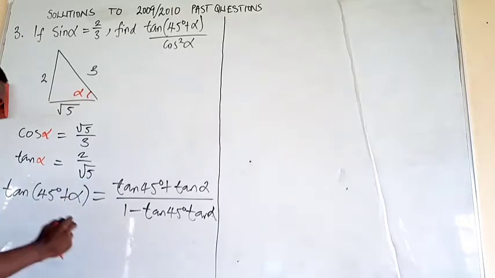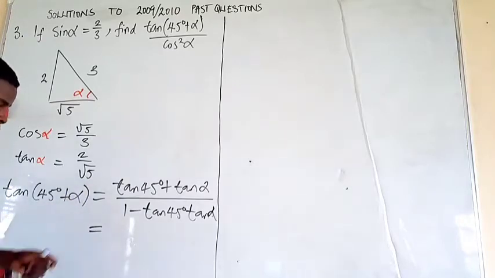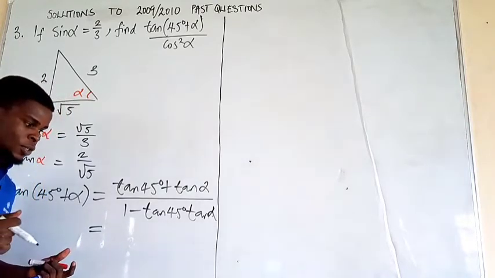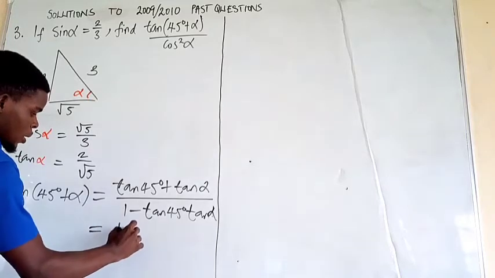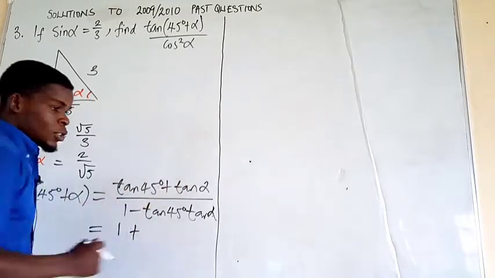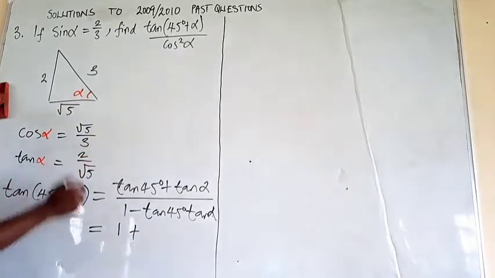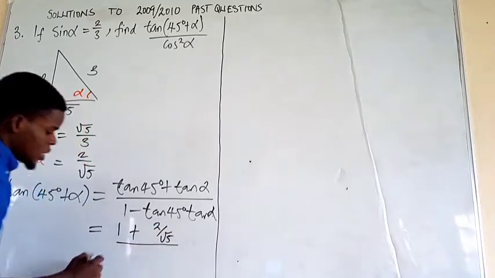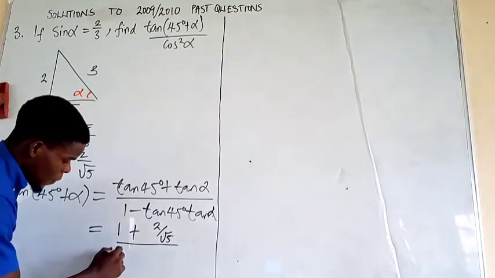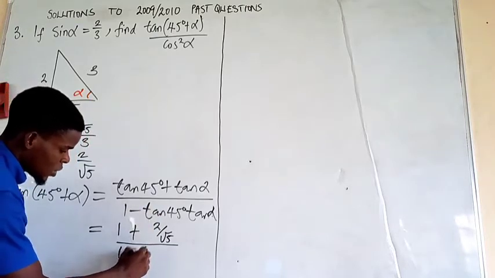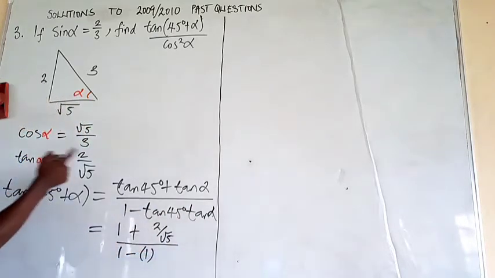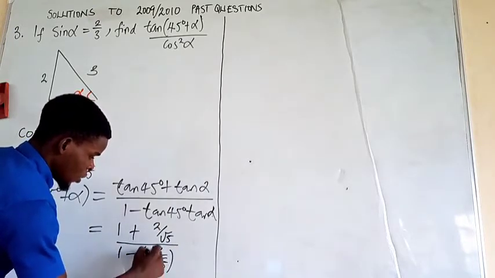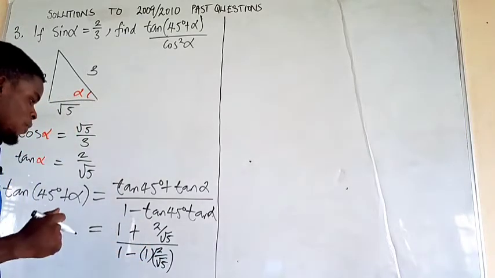So we know tangent of 45 degrees is just equal to 1. It's one of the common trigonometric ratios. Okay, so we just put it down there, 1 plus tangent of alpha, from what we've gotten, is equal to 2 over root 5. So we just put it down, 2 over root 5. Again, in the denominator we put down 1 minus tangent of 45 degrees, which is just 1, then tangent of alpha again, which is 2 over root 5. So multiplying it with 1, it still remains 2 over root 5, okay?